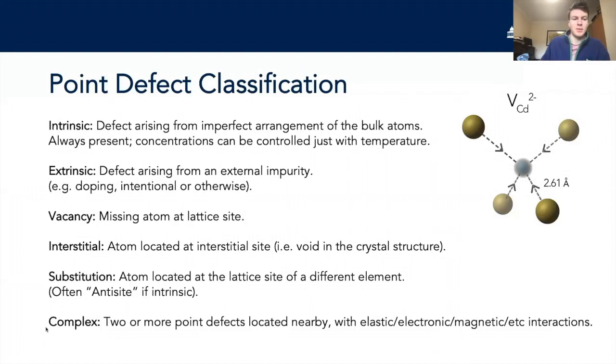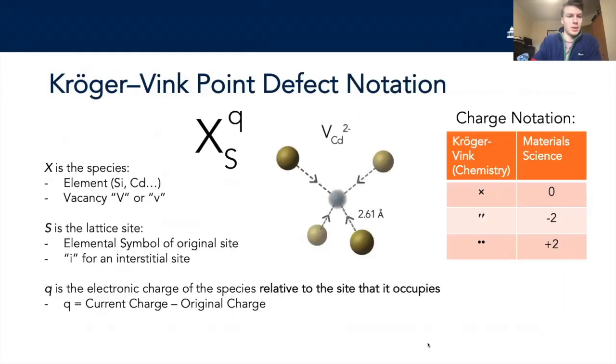And then you can have a complex, which is 2 or more point defects located near to each other, where there is some form of either elastic or electronic or magnetic interactions between them.